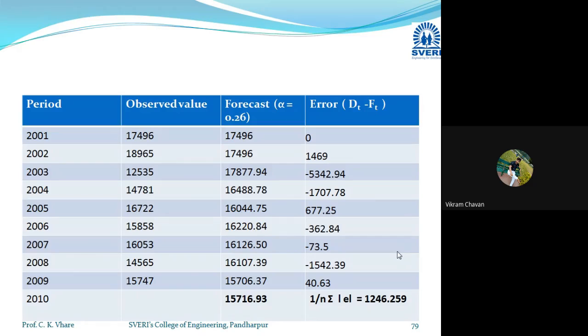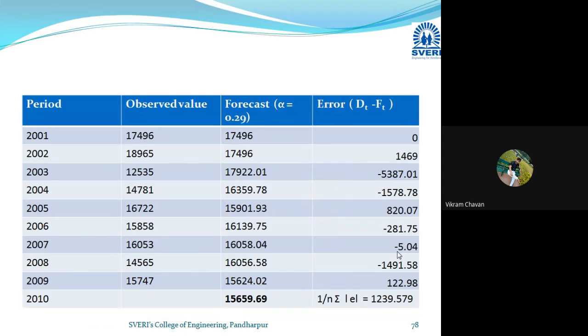Now the second question. The question asked in this problem is which forecast is better. How do we compare the two forecasts? These two forecasts are compared on the basis of errors. The forecast which has less error value is the better one.